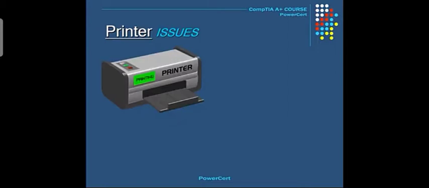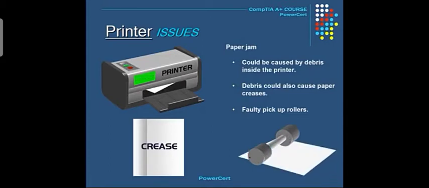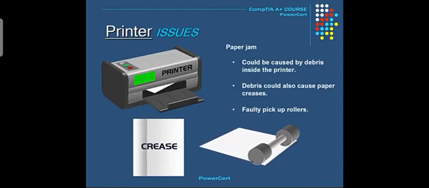Paper jams are another problem that can happen with printers. If you try to print something and the paper doesn't come out, then you could have a paper jam. Paper jams could be caused by debris inside the printer. And debris inside the printer could also be the result of the paper coming out creased. Or it could also be caused by faulty pickup rollers. This typically happens with older printers, because when the rollers wear out, they tend to have difficulty grabbing the paper and feeding it through. So in these cases, you might want to inspect the rollers to see if they need replacing, or open up the printer and check for any debris inside the printer.